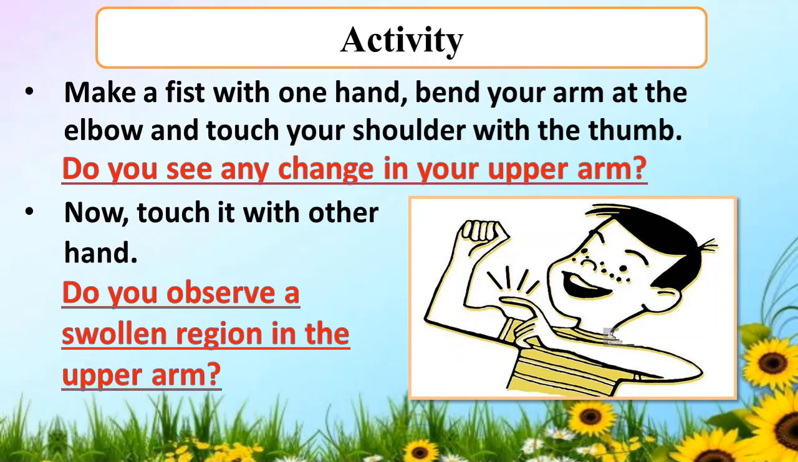We have learned about the bones in our body and about joints that help us move in different ways. What makes the bones move the way they do? Let us find out by an activity. Make a fist with one hand, bend your arm at the elbow, and touch your shoulder with the thumb.